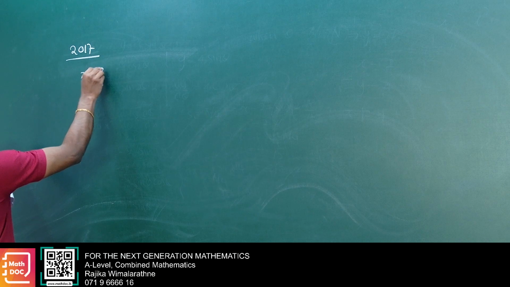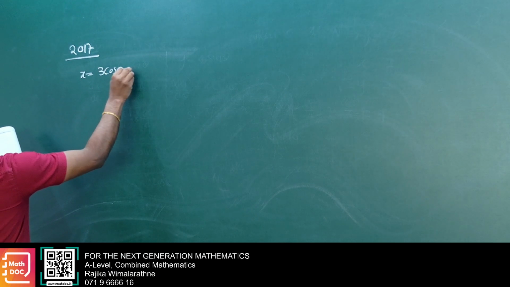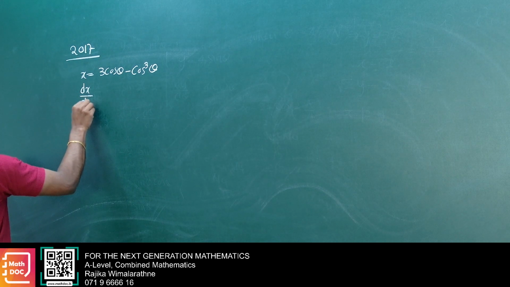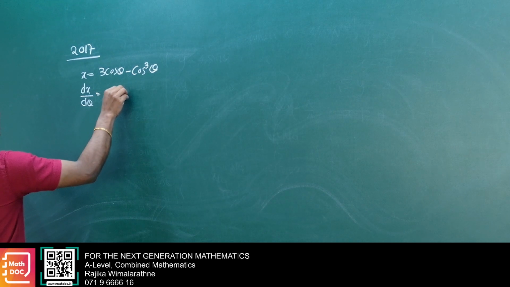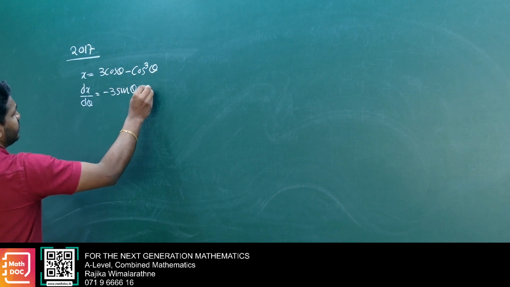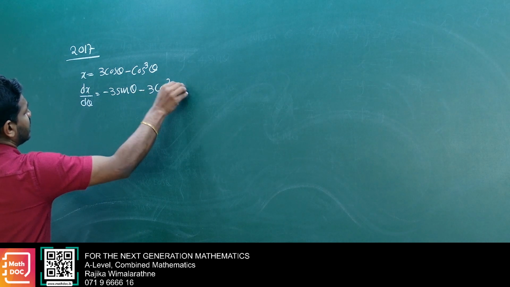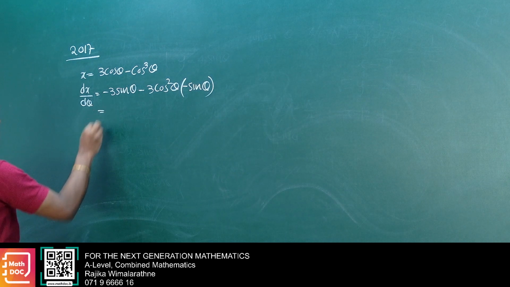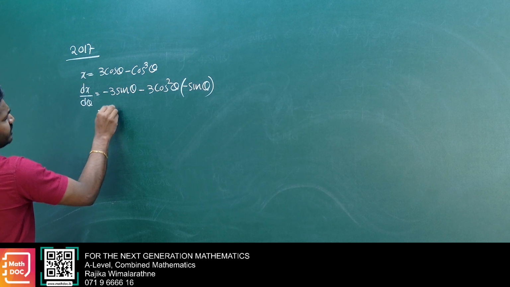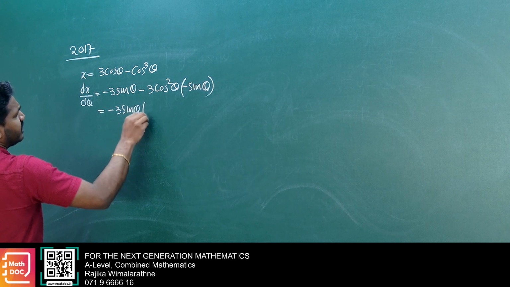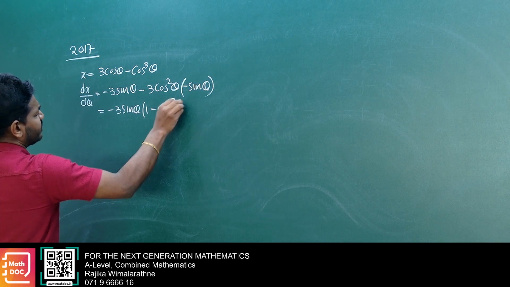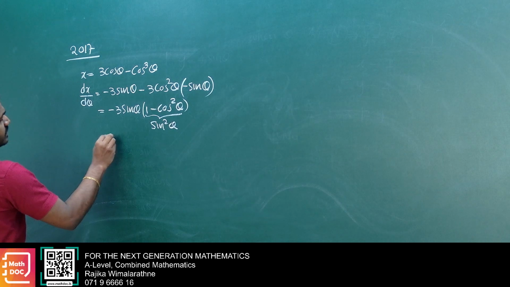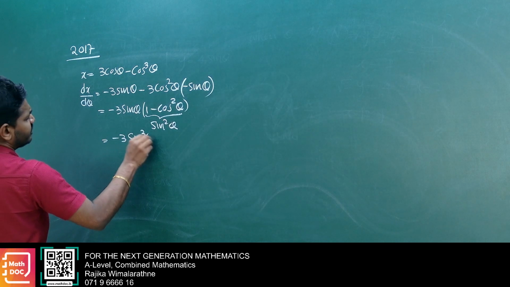x equals 3 cos theta minus cos cube theta. dx/d theta: minus 3 sin theta minus 3 cos squared theta times the cos derivative, minus sin. And take minus 3 sin theta outside: 1 minus cos squared theta. Here it is sin squared. Then minus 3 sin cube theta.